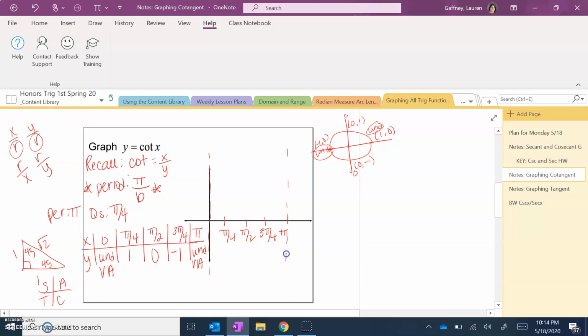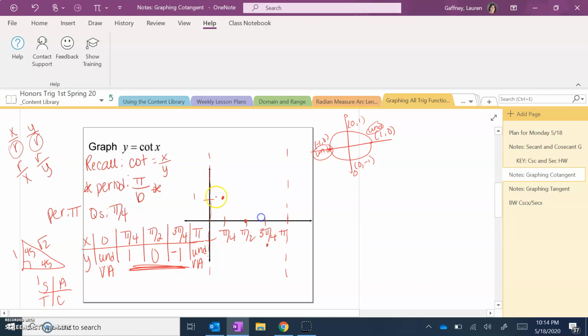We have another vertical asymptote at pi. Now the key values that are important here for cotangent: like before, for sine it was 0, 1, 0, -1, 0, and for cosine it was 1, 0, -1, 0, 1. So for cotangent, the key values are that you have vertical asymptotes on the ends, and you have 1, 0, -1 in the middle.